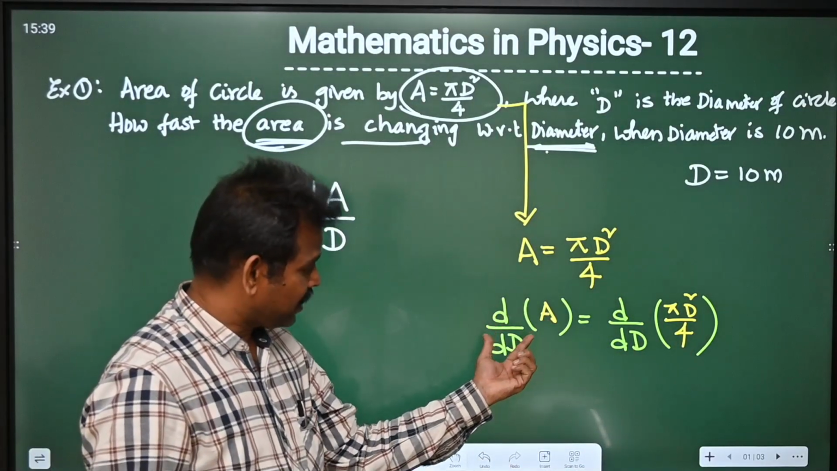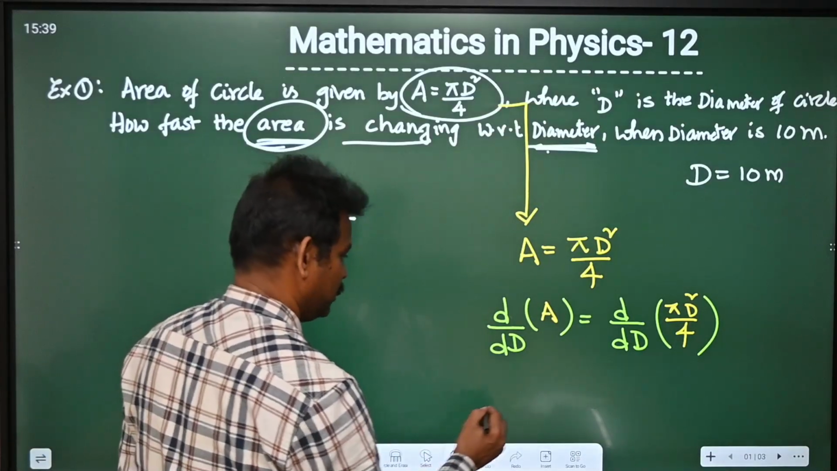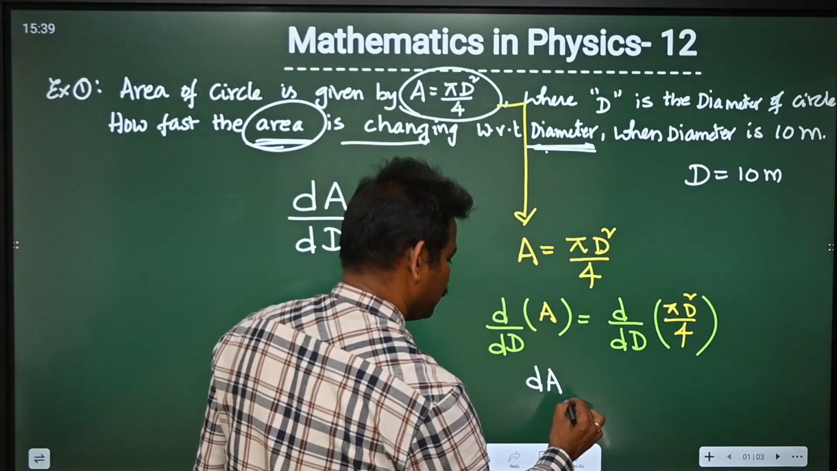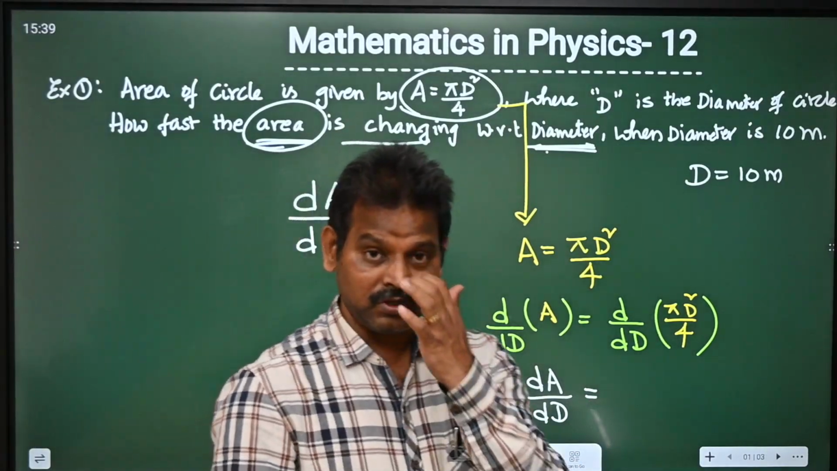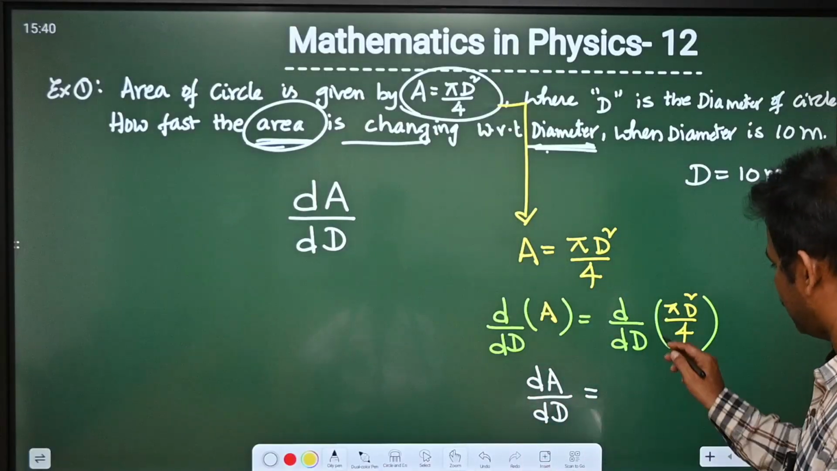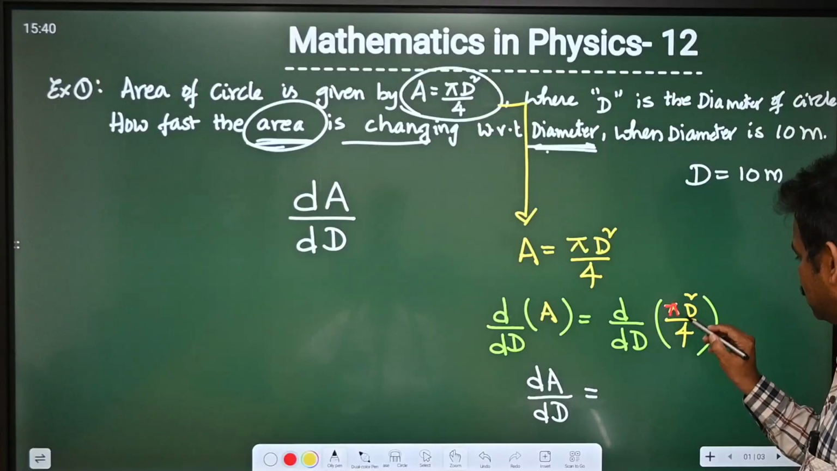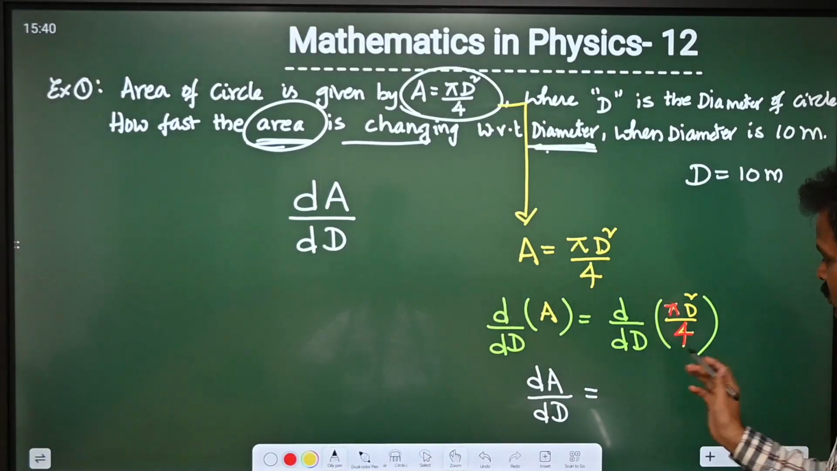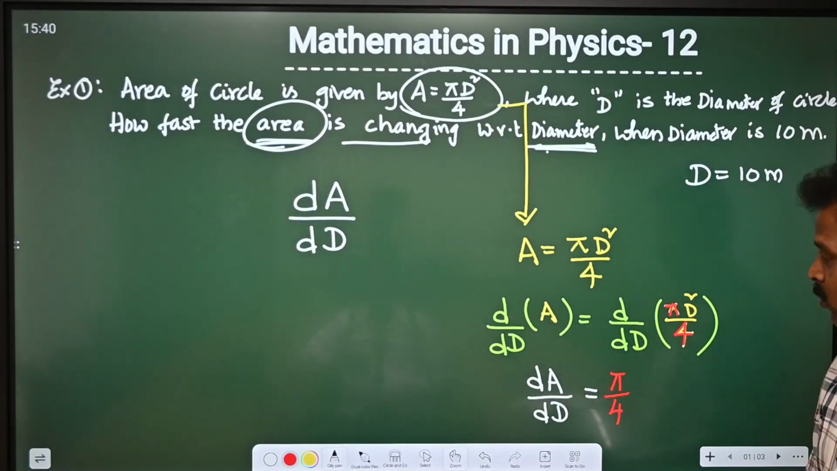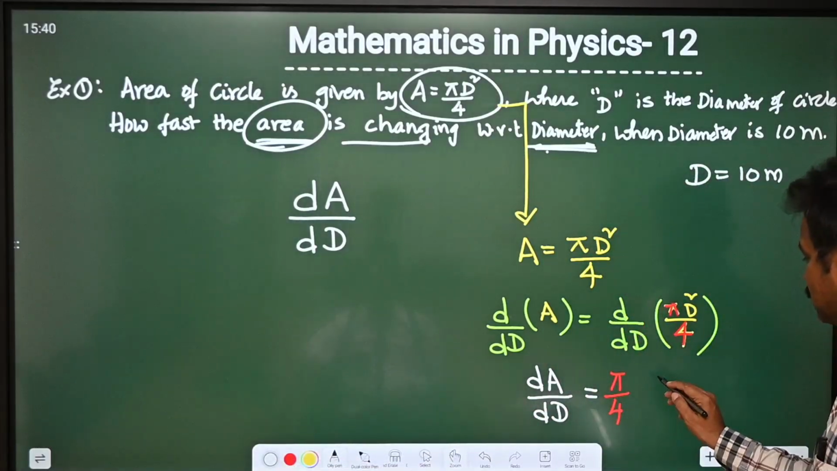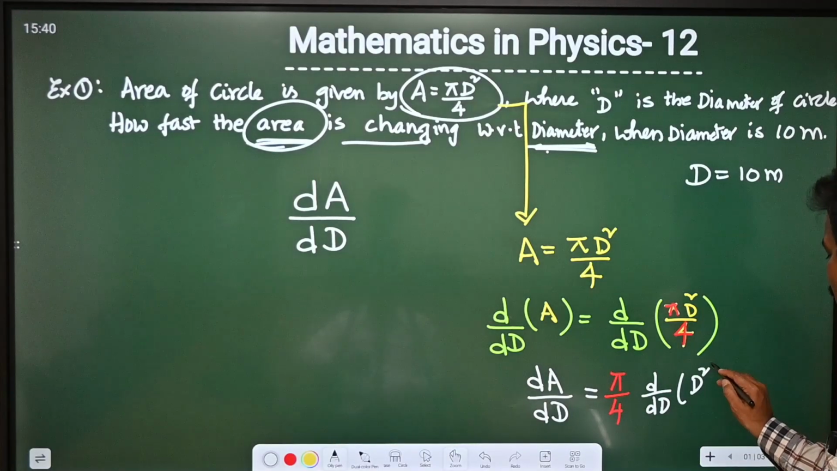We want this dA by dt and we need dA by dt only. So we are going to write dA by dd is given by differentiation of A with respect to d. In this you can see, students, pi is a constant, 4 is a constant. So bring both pi and 4 outside.